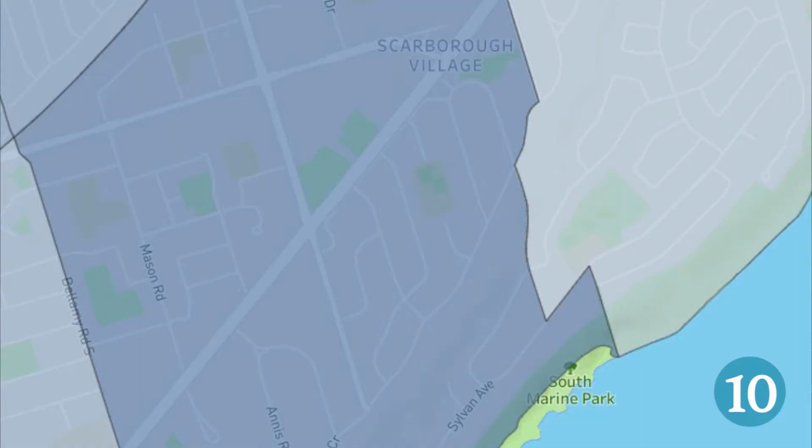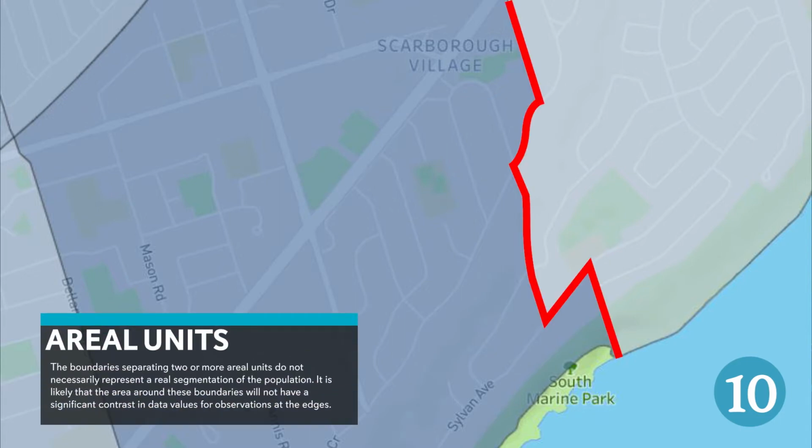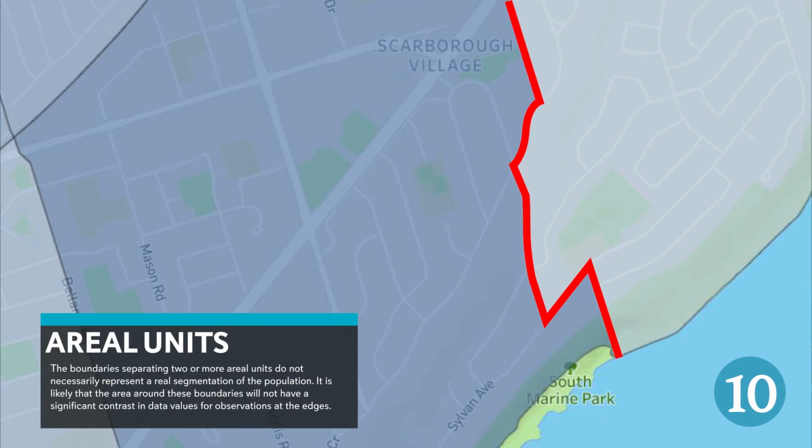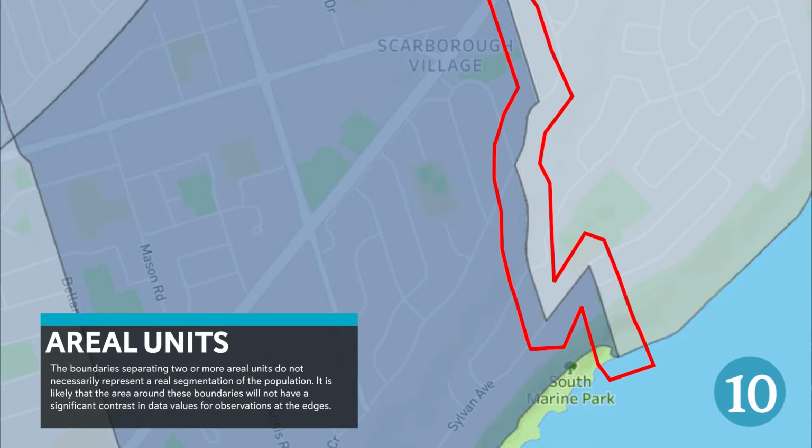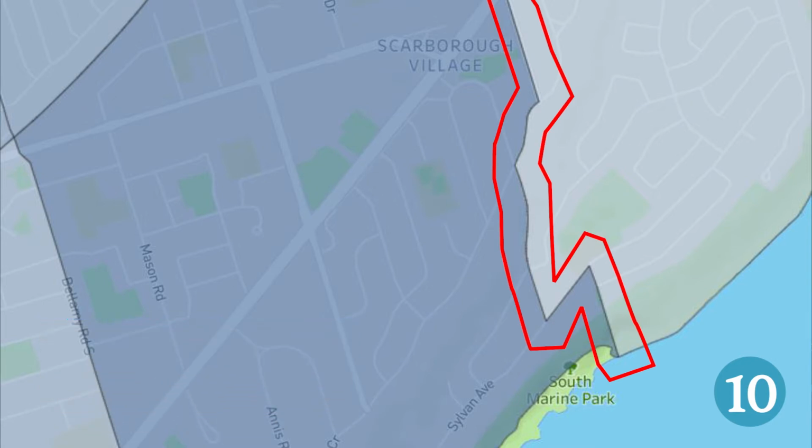And if one case rate is really high in the left areal unit compared to the right areal unit, the line dividing those units doesn't mean there's going to be a stark contrast between 1 meter into the left unit and 1 meter into the right unit. So those are two things we need to consider when we're discussing population and area.